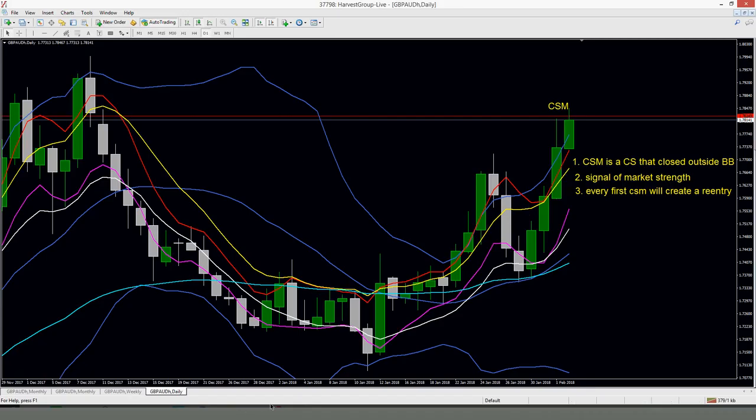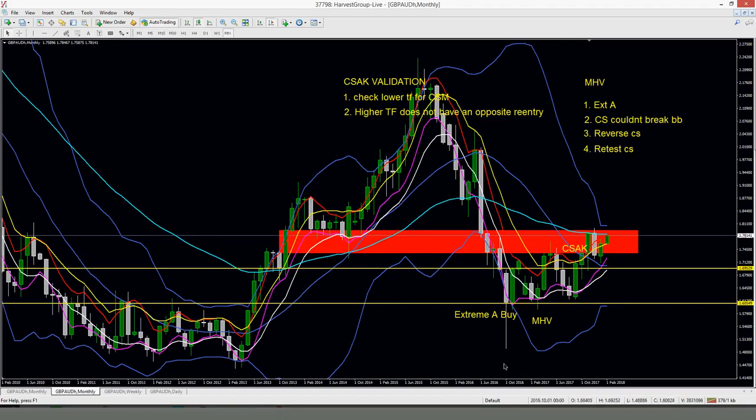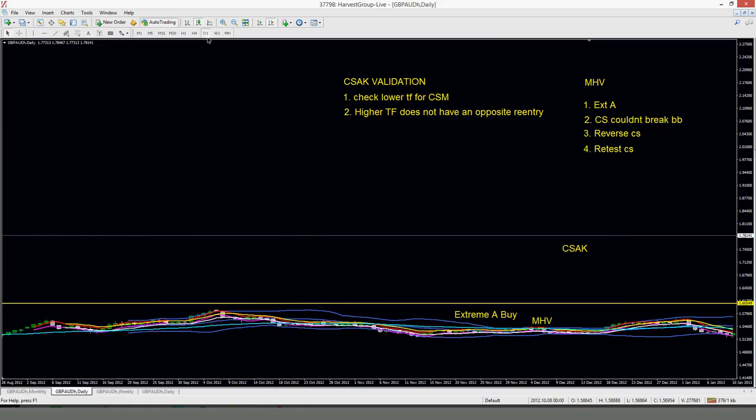On a higher time frame, we can conclude that first, monthly states that it is on a buy setup. We have extreme A, MHB, and we have a candlestick CSAK. There's a possible re-entry at some point over here. However, this also indicates a selling zone for SNR. So we know there's a possible resistance somewhere at this zone, but we can't sell yet until there's a confirmation at daily.